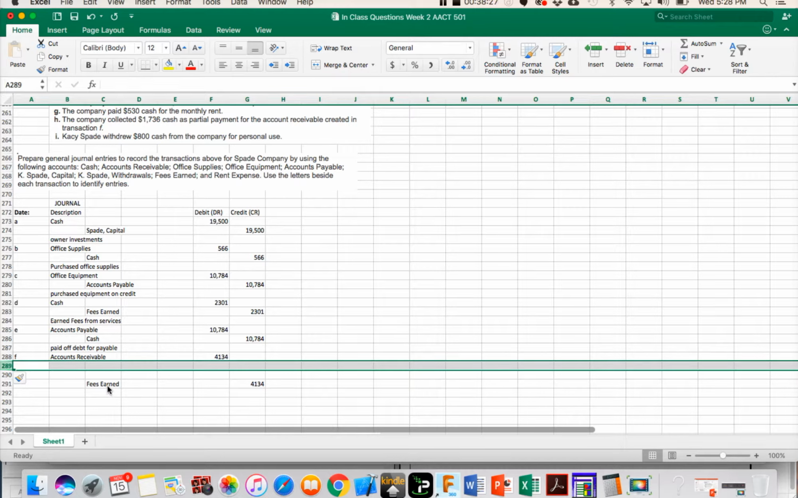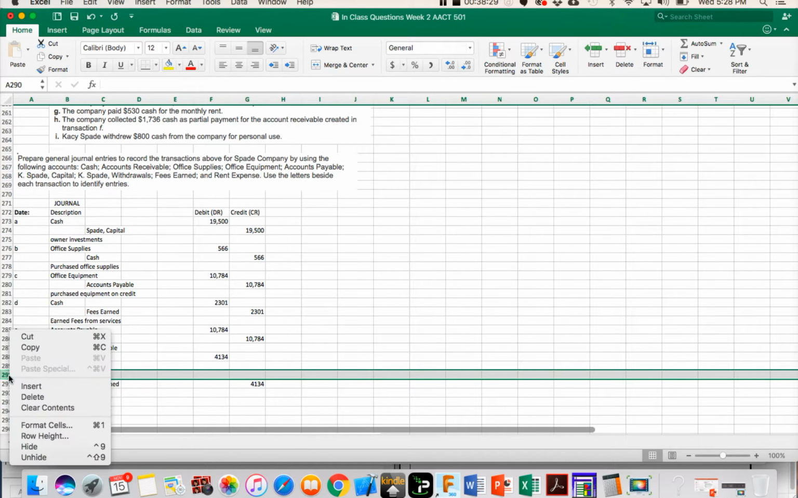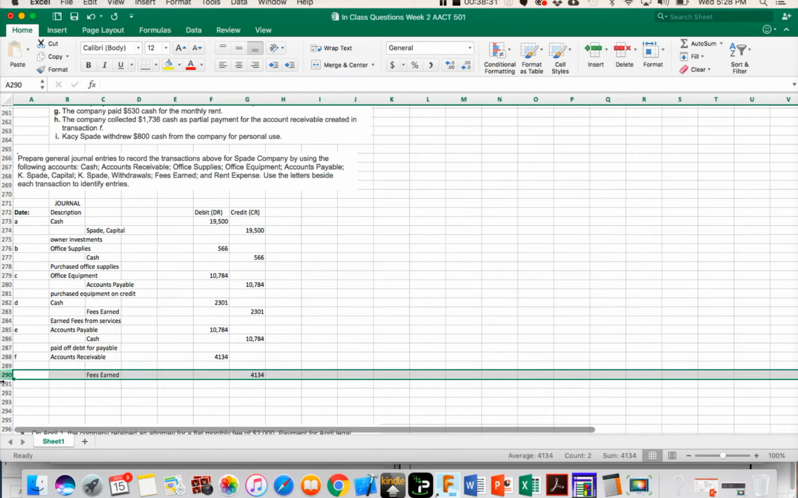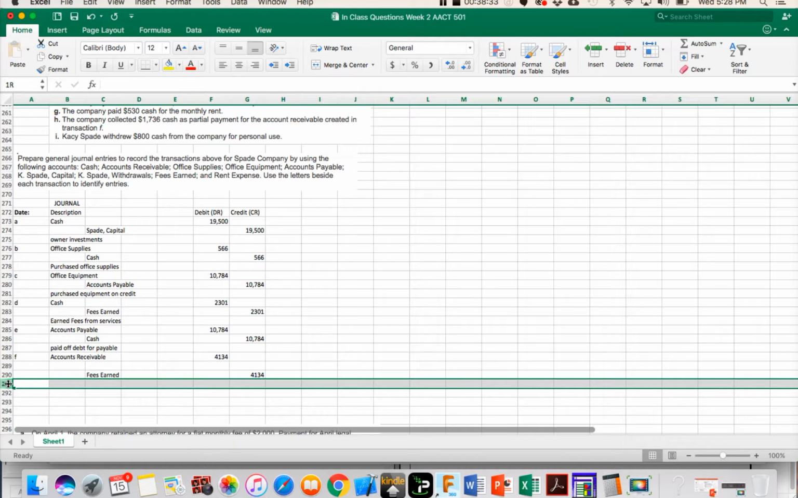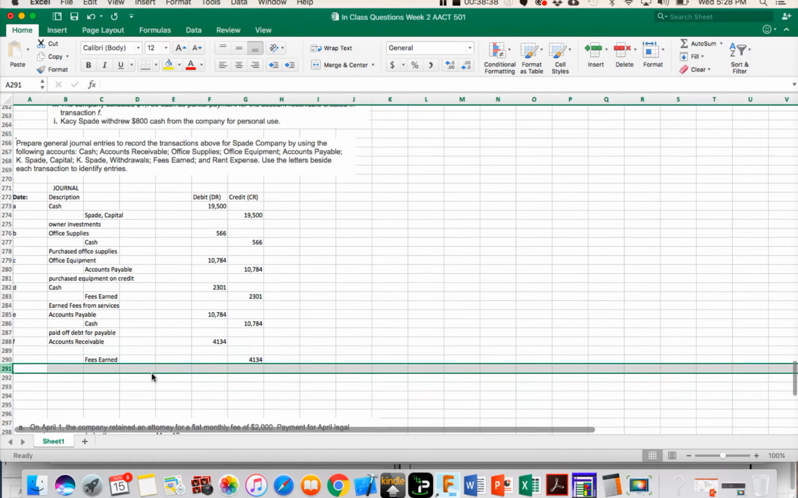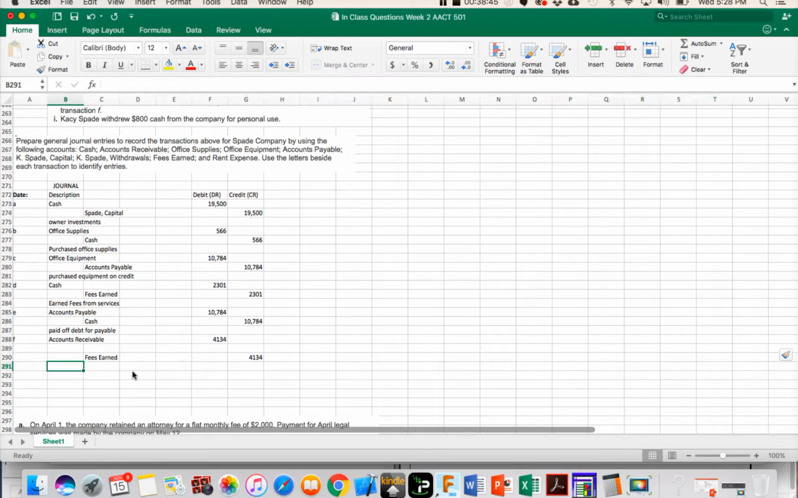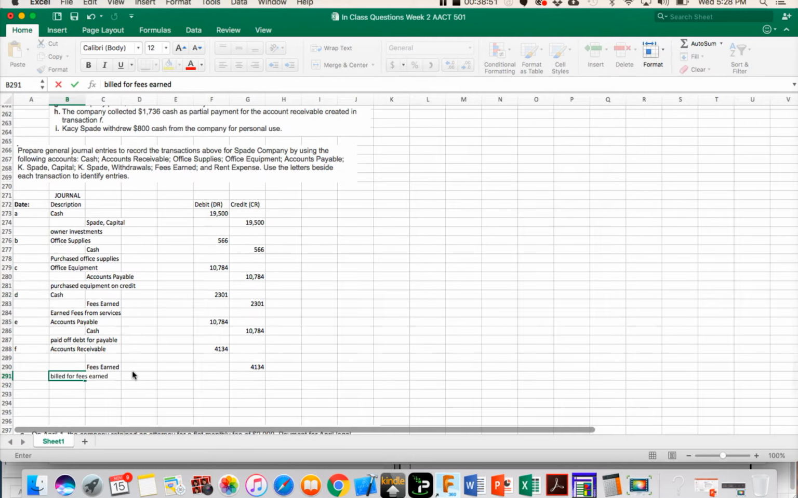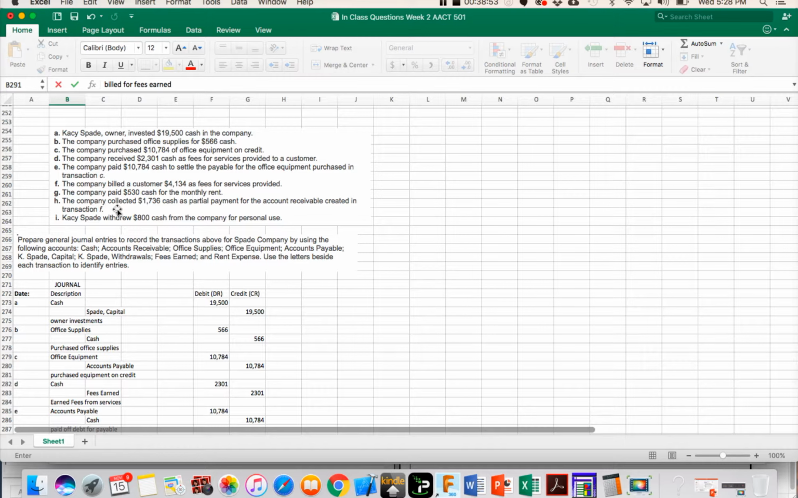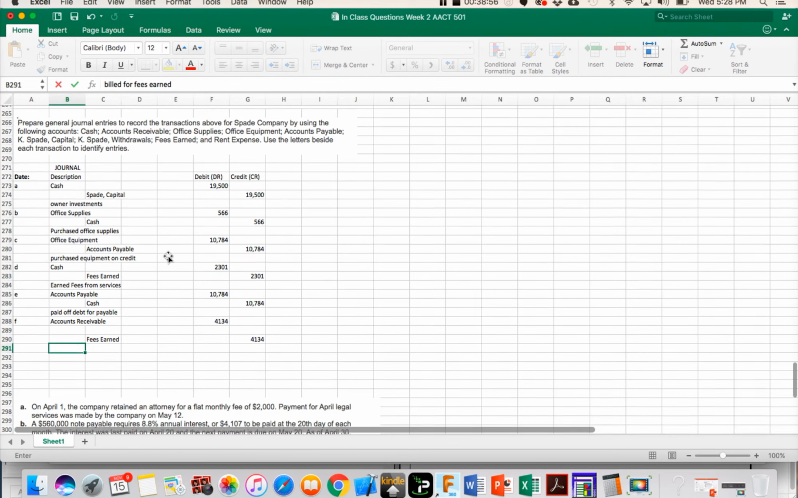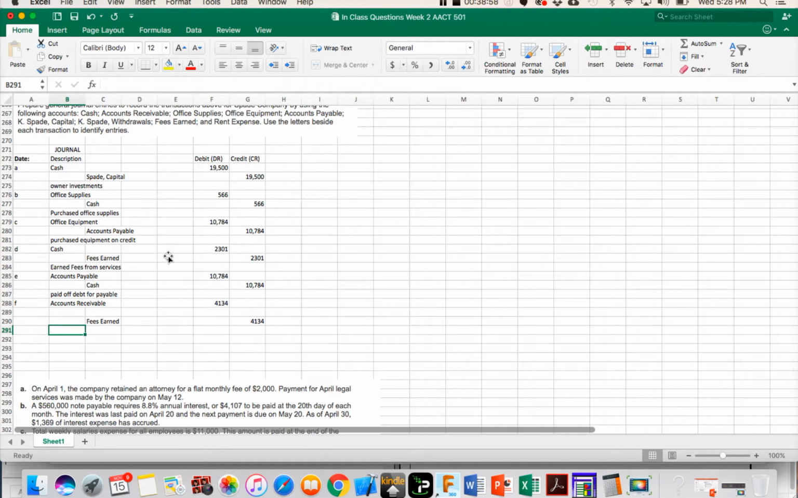Whoops, that's not where I wanted to add it. All right. Billed for fees earned. All right, and we got G, paid $530 cash for monthly rent.